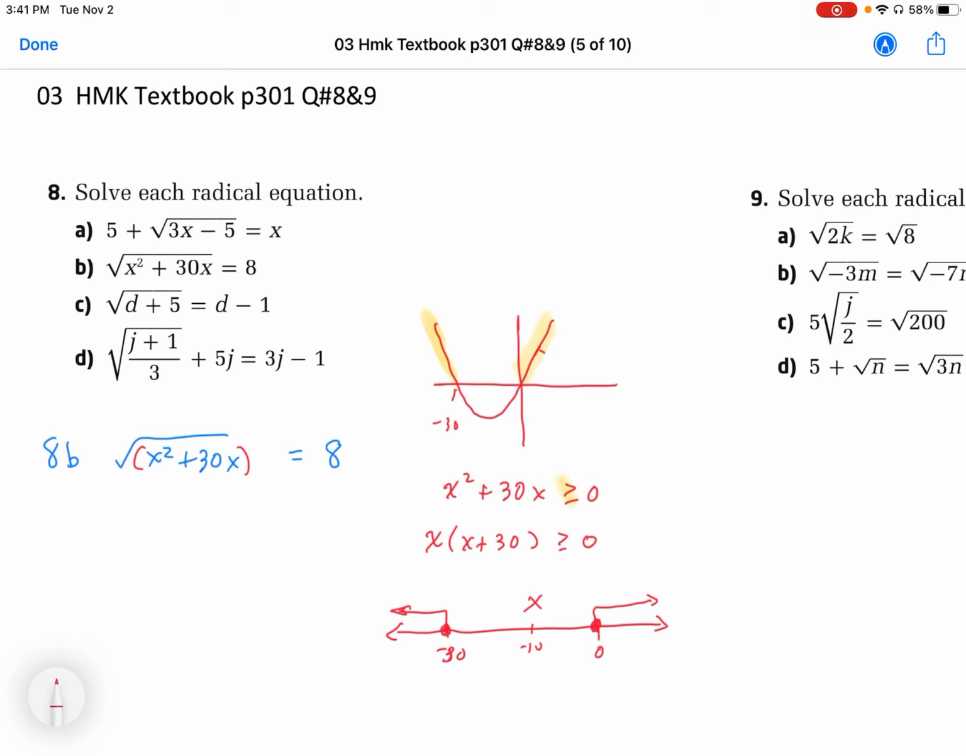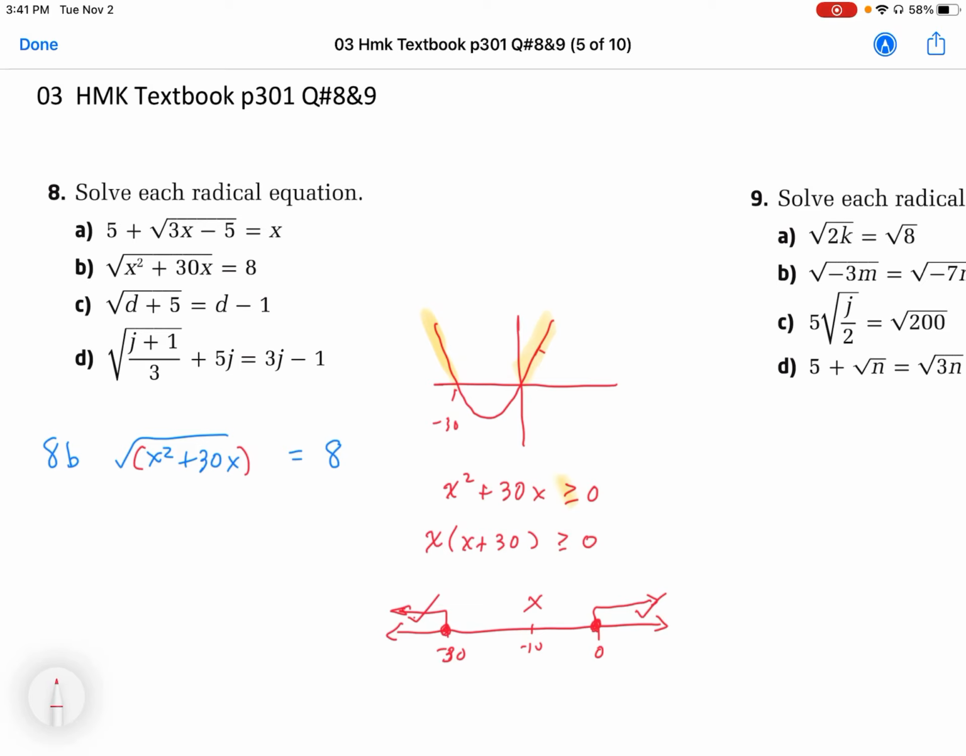I could also check numbers like x is 1. 1 times 31 is positive, so that section is okay. If I check a number less than negative 30, for example, negative 31, I get negative 31 times negative 1, that's positive. And again, that section would be okay as well, just by doing a number check. And we can do number checks based on the boundaries of 0, because we're just trying to figure out where it's going to be above 0 and below 0, so we can check for values that are positive and negative when we substitute in numbers.